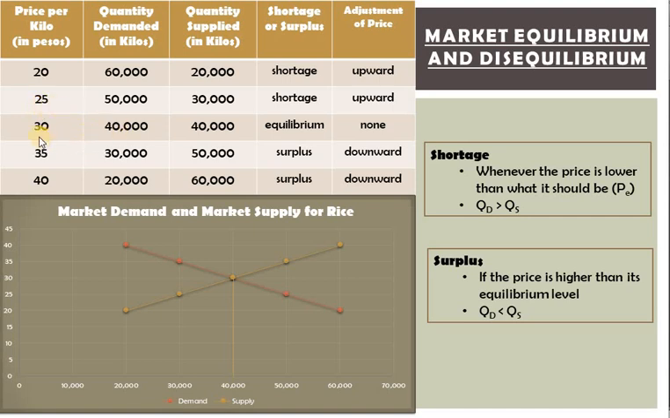For our third schedule, ayan, nagkaroon po tayo ng meet or nagkaroon po tayo ng balance or naging equal po ang ating demand and supply. So, in that sense, okay, it deals with equilibrium. So, ano pong adjustment sa ating presyo? Wala na po. Kasi nga po, they are balanced.